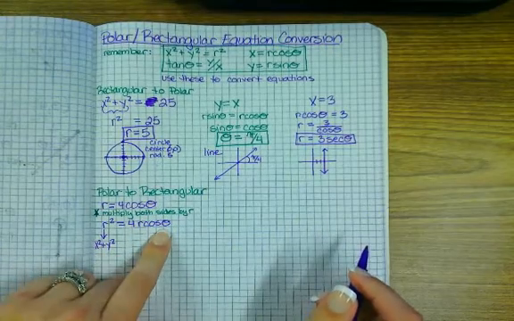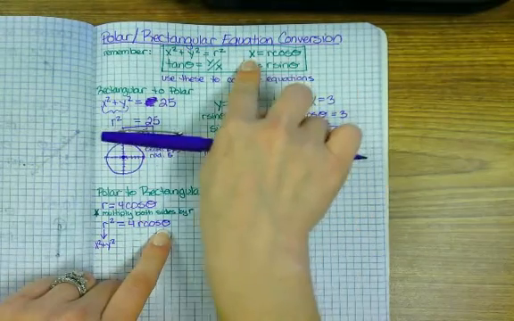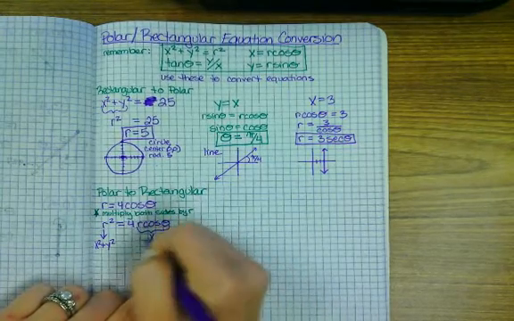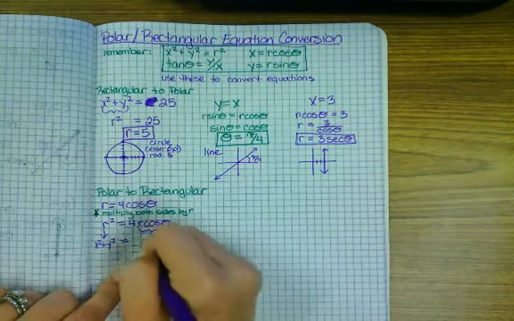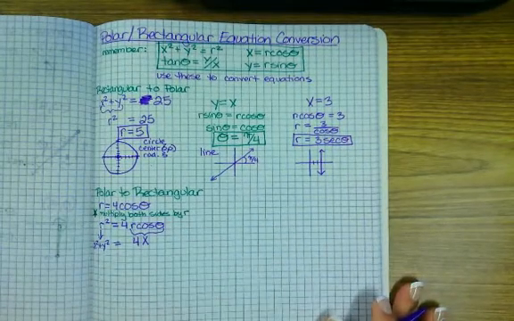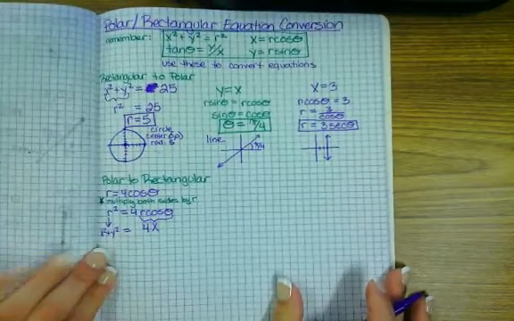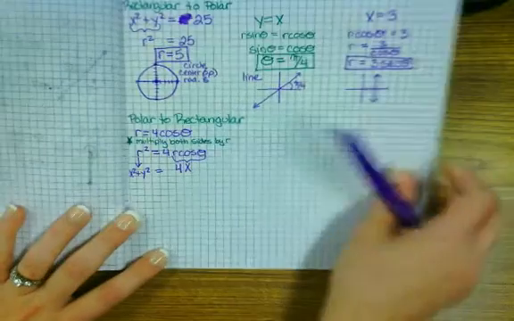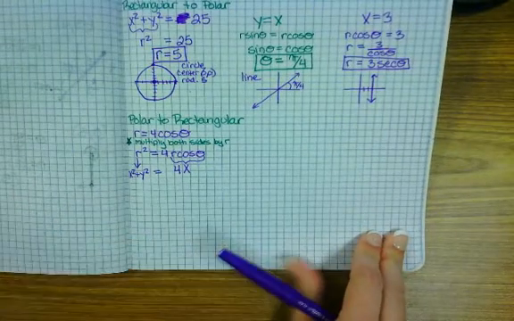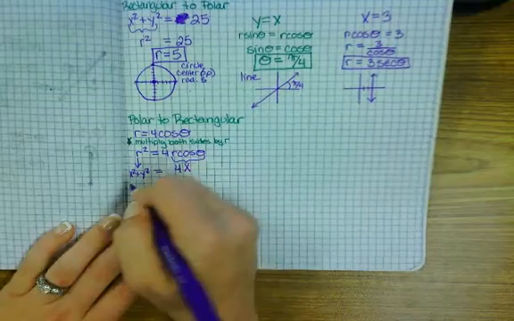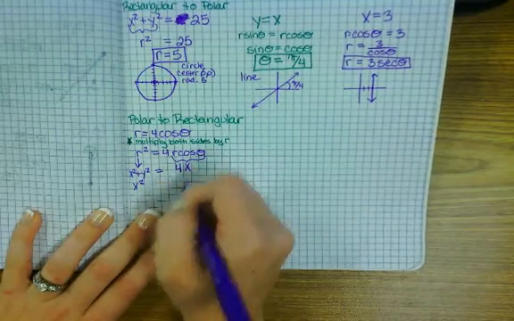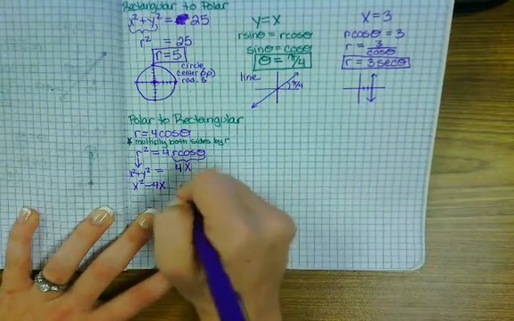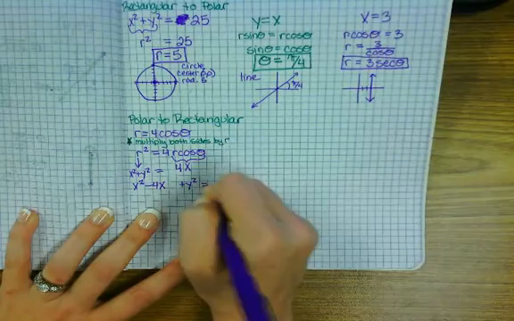And r cosine theta is what? It's x. So if r cosine theta is x, then we have x squared plus y squared equals 4x. It's kind of crooked, but x squared plus y squared equals 4x. And we're not done. What we need to do is recognize, okay, that's going to be a circle, but we need to group like terms. So I need to subtract 4x and put it with the x squared. And then I have plus y squared equals 0.